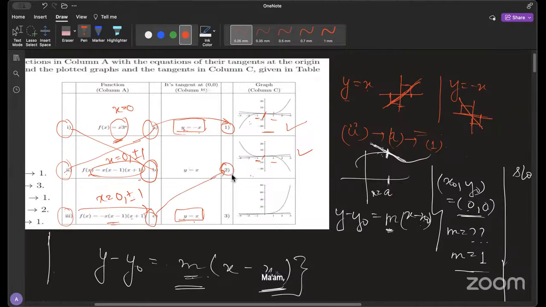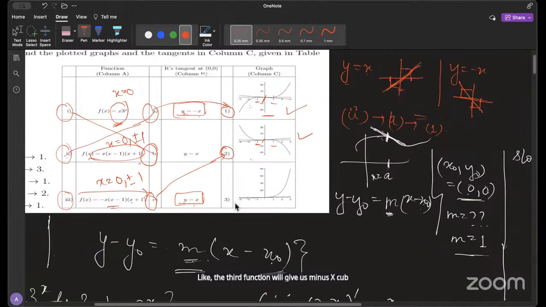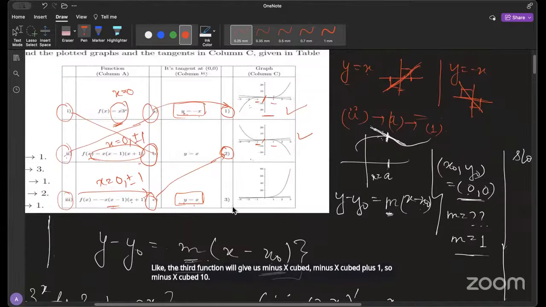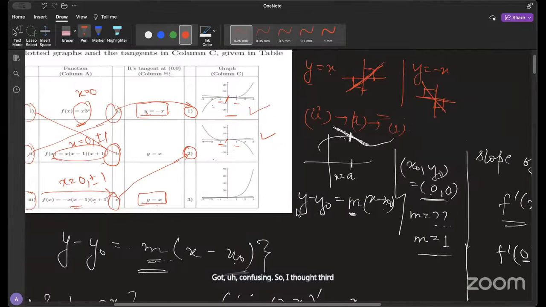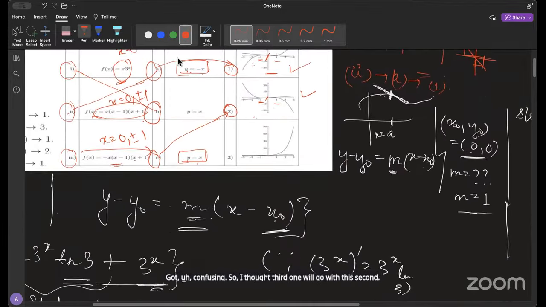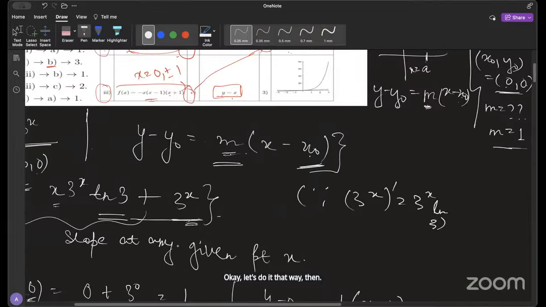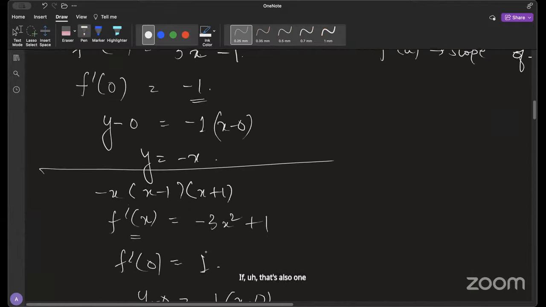Ma'am, it should be mapped according to the tangent, this graph you have told us. It is fine, but if we look from the perspective of polynomials, the third function will give us minus x cube plus 1. So minus x cube, that got so confusing. So I thought the third one will go with this second. Okay, let's do it that way then. That's also one way to do things.